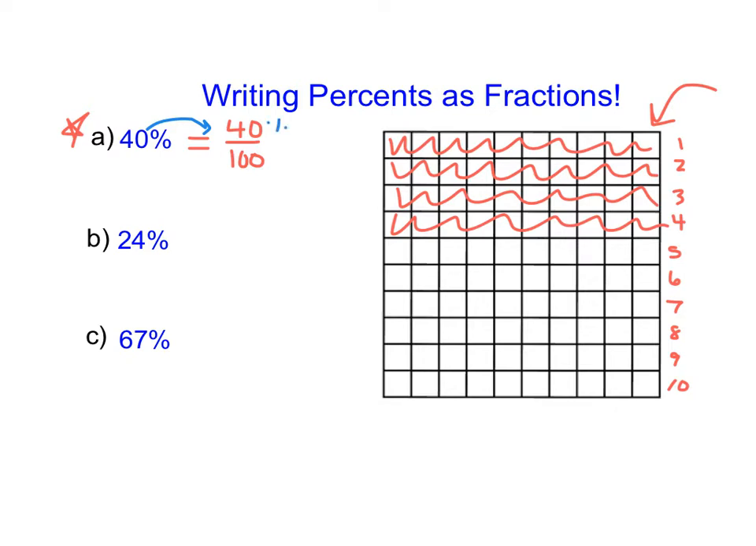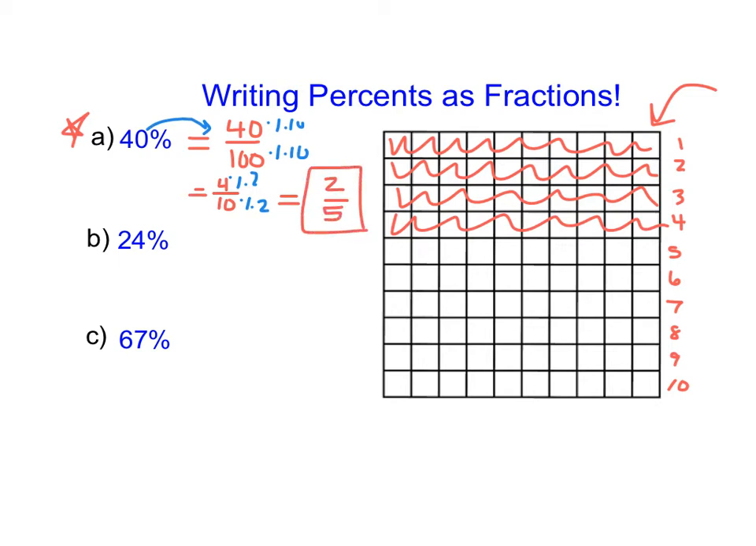What I notice here is that both of these are divisible by 10 to start. When I divide those both by 10, I end up with 4 over 10. I then notice both of these are divisible by 2. And as a result, I simplify this percent of 40% down to the simplified fraction of 2/5.